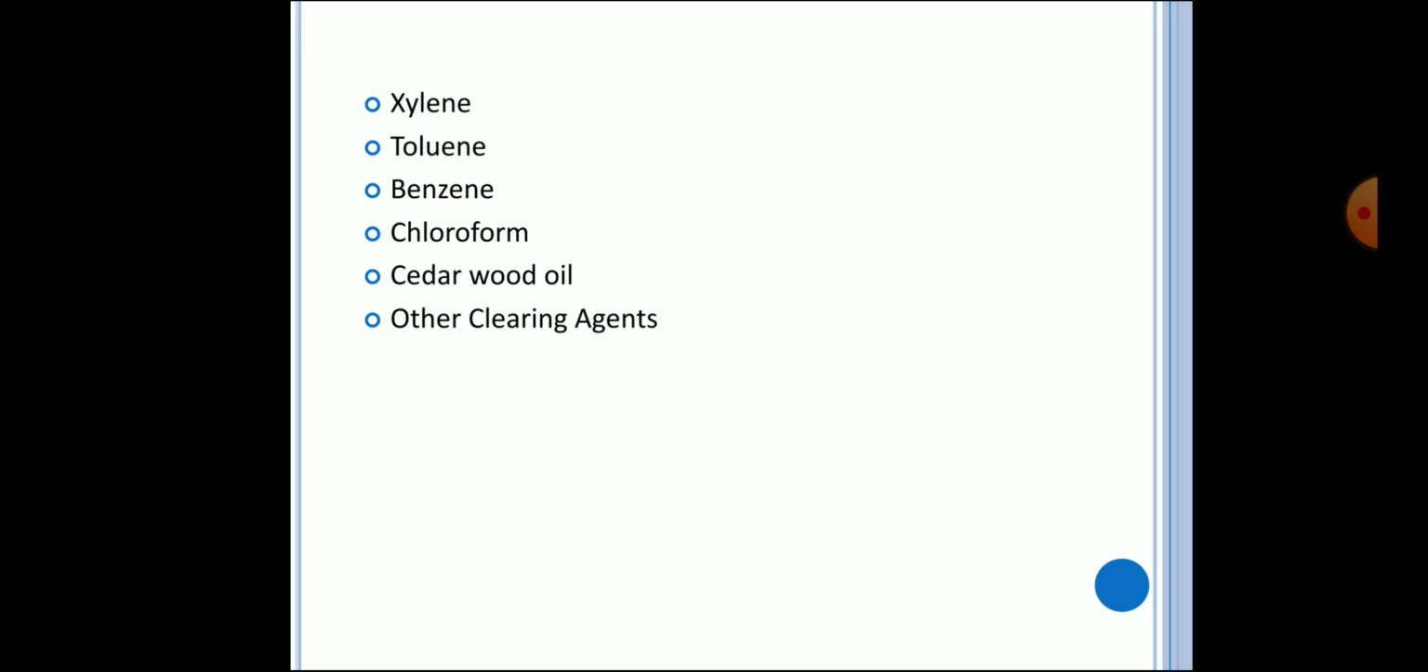The next clearing agent is benzene. It has properties very similar to xylene. It is not recommended for usage as it is known to be carcinogenic, hence it is not used commonly.